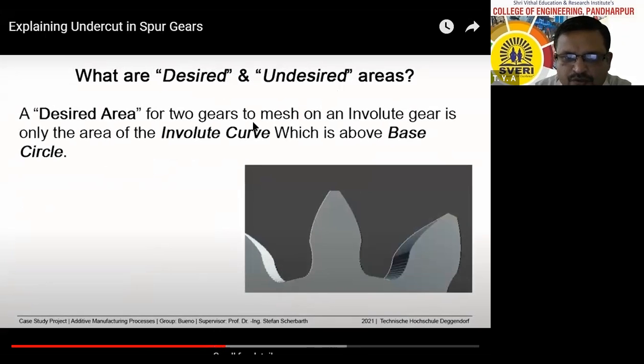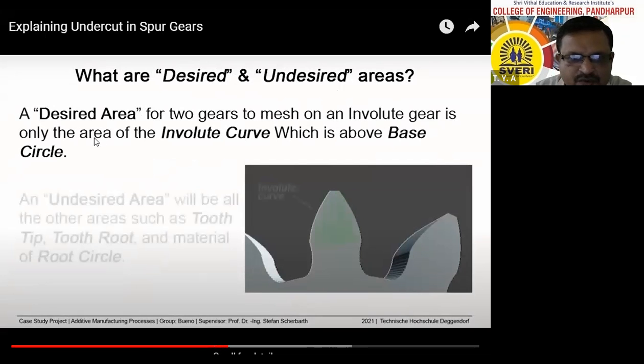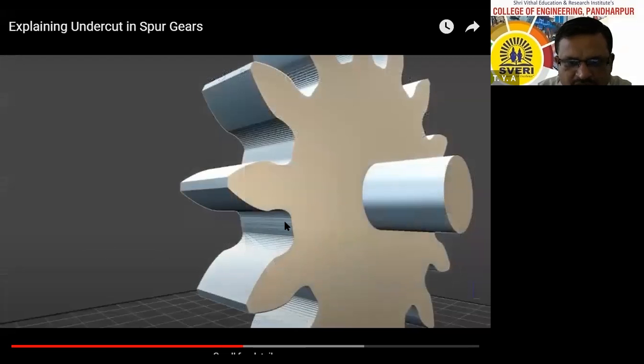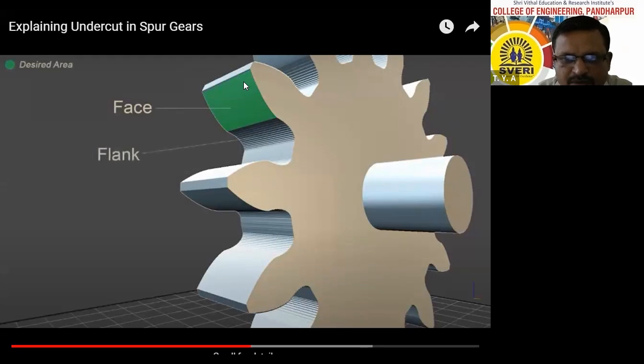A desired area for two gears to mesh on an involute gear is only the area of the involute curve. See that this is the area of the involute curve. Means from this point to this point only, the contact point should be there. Undesired areas are from the root circle, then the tip. See that this is the face of the gear tooth. Therefore, two gear teeth must be in contact only along the face. And this is the flank. The face of the gear tooth is the desired area. The flank of the gear tooth is an undesired area for the contact point.